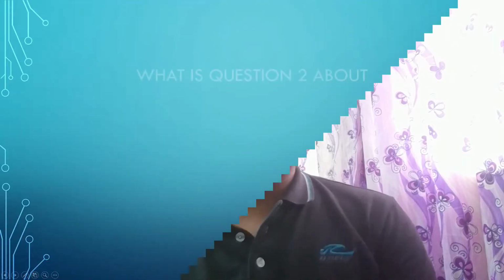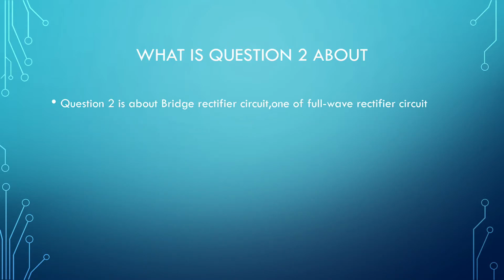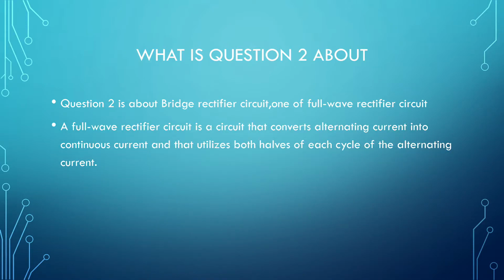I'm going to explain about question 2. Okay, let's go. What is question 2 about? Question 2 is about a bridge rectifier circuit, one of the full wave rectifier circuits. A full wave rectifier circuit is a circuit that converts alternating current into continuous current and that utilizes both halves of each cycle of the alternating current.